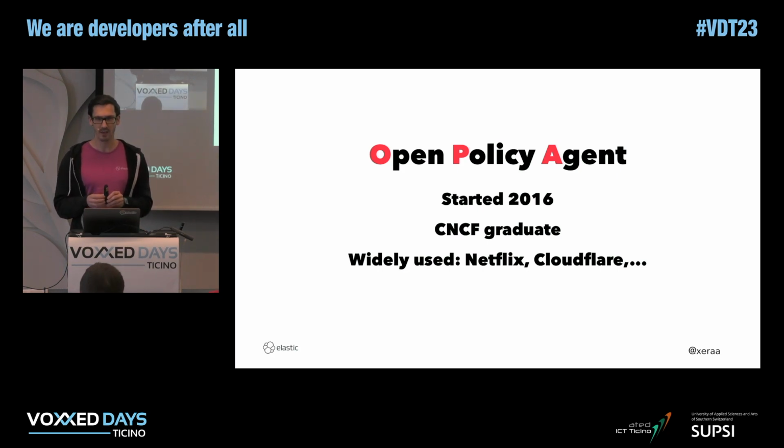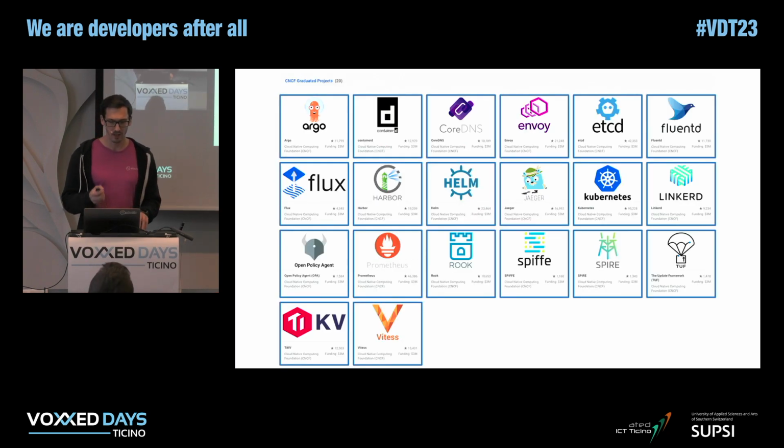It's one of the CNCF graduated projects by now. When I say CNCF, everybody knows what I'm talking about. The Cloud Native Foundation, where Kubernetes and many other projects are homed by now. OPA is one of the projects there, and it's pretty widely used by Netflix, Cloudflare, and others. And when I say graduated projects, right now there are 20 CNCF graduated projects. The first one and most widely known one is Kubernetes. Probably Prometheus, Helm, or some of the others are also widely known and used.